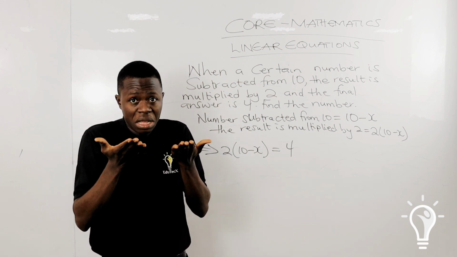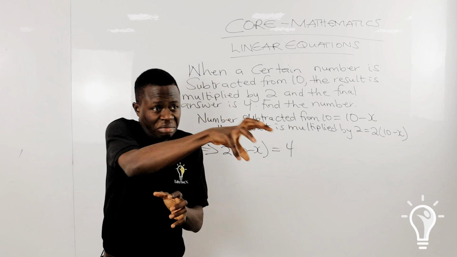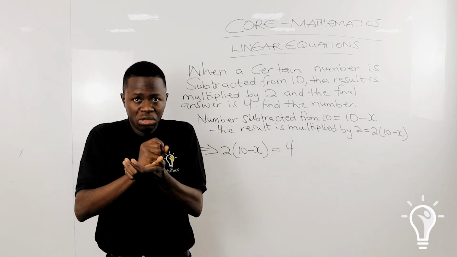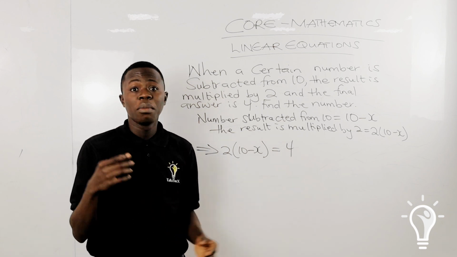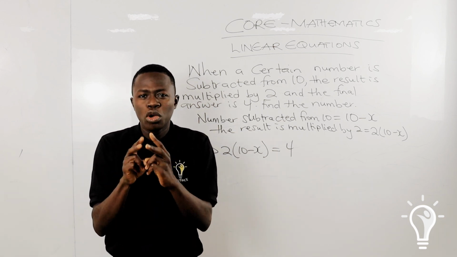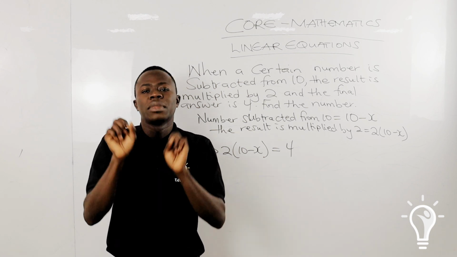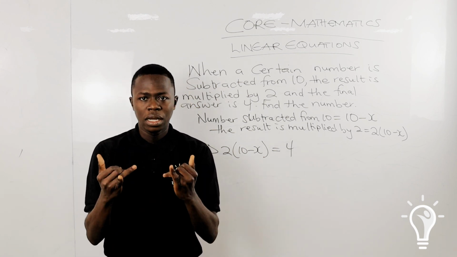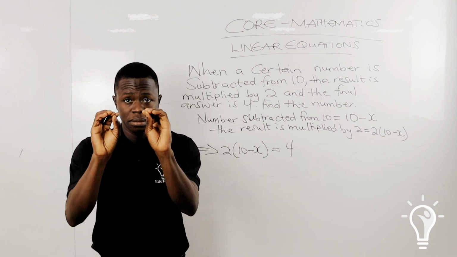So when you are able to extract the mathematical expression, then the rest is easy. We just follow the steps that we've been talking about in our previous lessons. Now, how do we solve this particular expression? It's the same way we've been discussing in our previous lessons. This one involves a bracket. So what do we do? We expand the brackets.